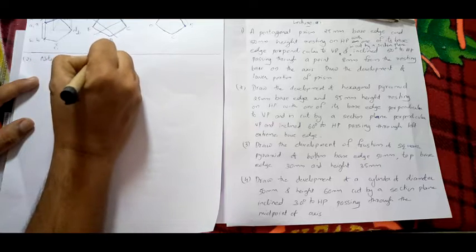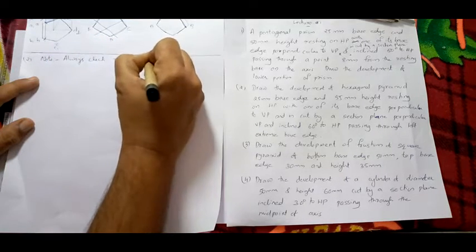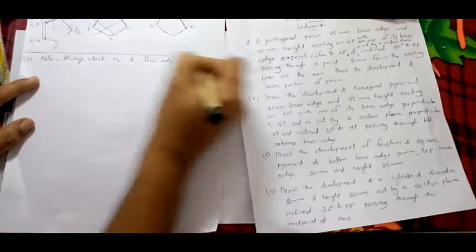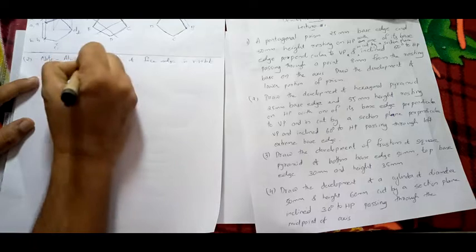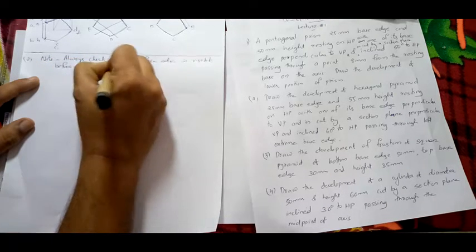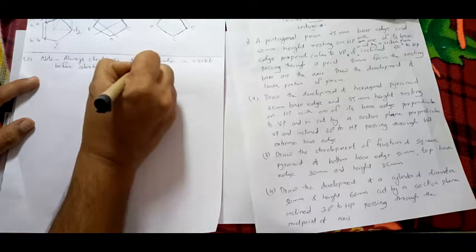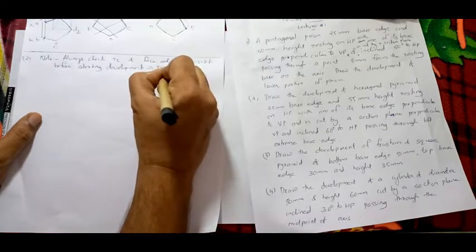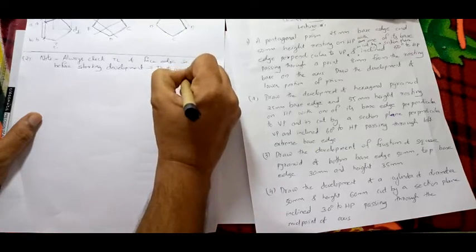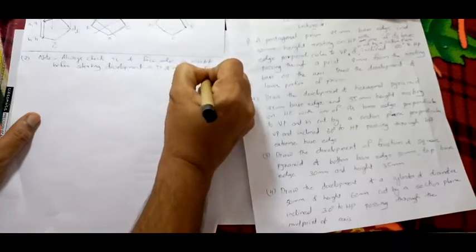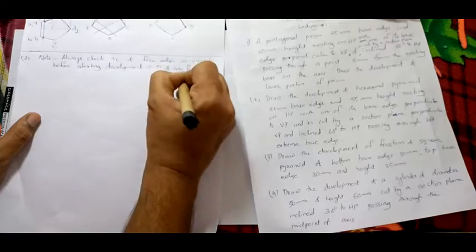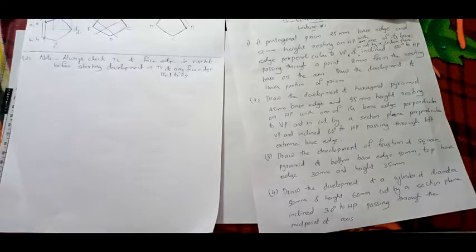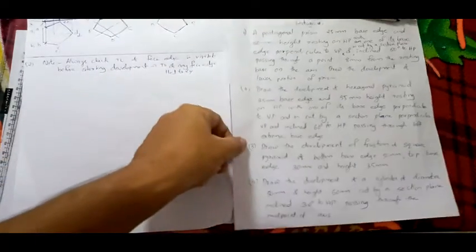Always check true length of face edge is visible before starting development. So you have to check this. How you have to check it? That is top view of any face edge parallel to XY line. That is, top view of any of the face edges parallel means front view true length is visible. Now we will see how to find it. See, I'm going to tell how to find it.